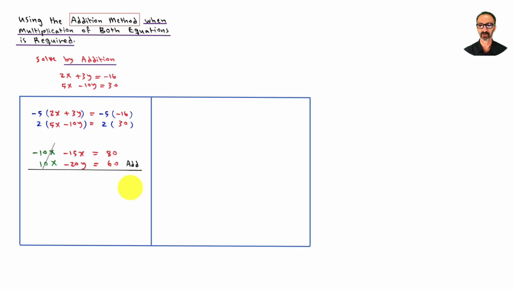Let's keep going. So this cancels. And now the y term is negative 15y. I wrote it fast, so it looks like an x, but it should be y. Negative 15y minus 20y is negative 35y. 80 and 60 is 140. Divide both sides by negative 35.